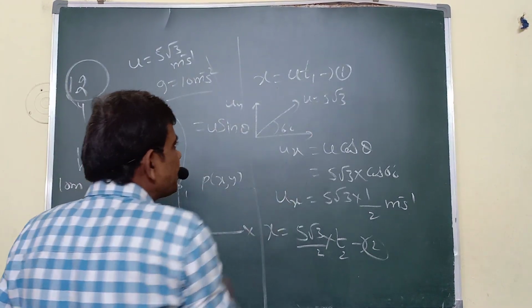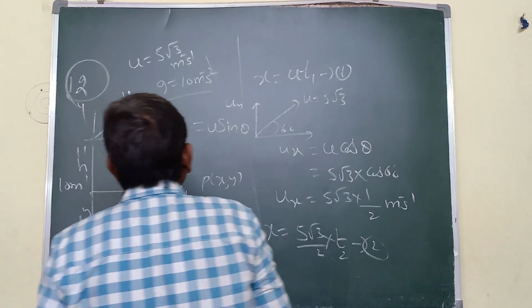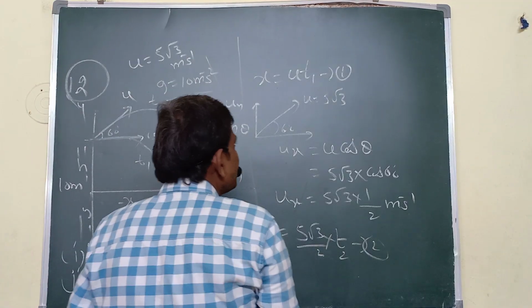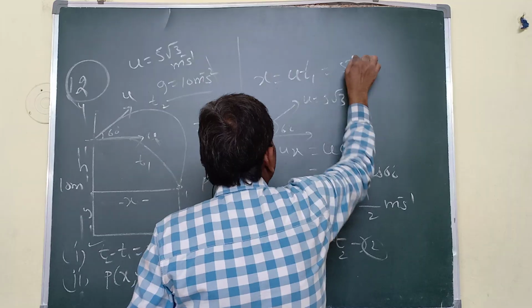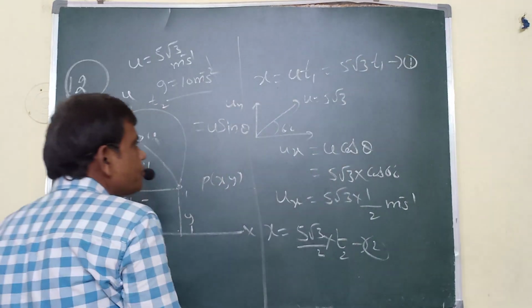X equals U T1. Here what is the U? 5√3. Here this is horizontal velocity. Same velocity 5√3. This is horizontally, this is obliquely, but the velocity is the same, 5√3. So here what am I writing? 5√3 T1. Now I am equating 1 and 2.